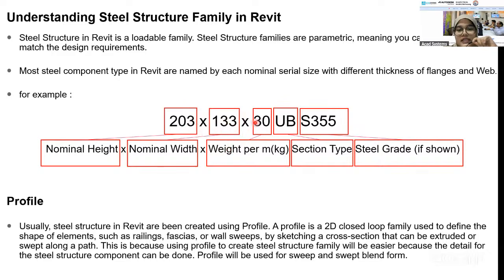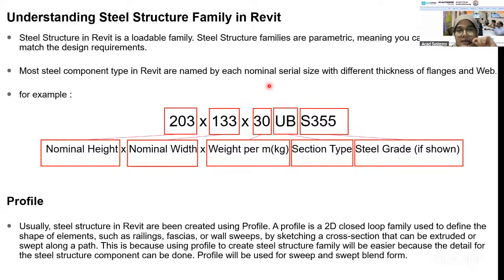Each part of the name has its own definition. For example, the first one is the size, the nominal height and the nominal width. The next one is the weight per meter. And this is the section type. UB stands for universal beam, UC for universal column and so on. And lastly, if shown, it will show you the steel grade.